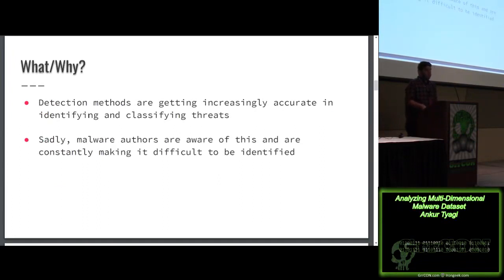But the interesting takeaway here is that with the progress in time, we are actually seeing that the detection mechanisms are getting more accurate. We are getting new ways or new techniques of identifying malware samples, and they are much better than the techniques that we had in the past. But also the fact remains that malware authors are aware of this, and they are constantly working on making it more difficult for us to identify their samples.